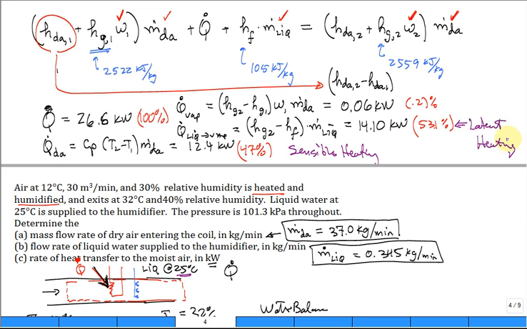How many people have heard those terms? Latent, sensible? Not enough hands are up. Does it make sense? I know it's old terminology, but it's widely used in engineering. And I've seen a lot of young engineers start a job in the HVAC industry working for a consulting company, and they'll mess up their calculations because in their mind they either forget about the latent load or they double count the latent load. I've seen both of them.